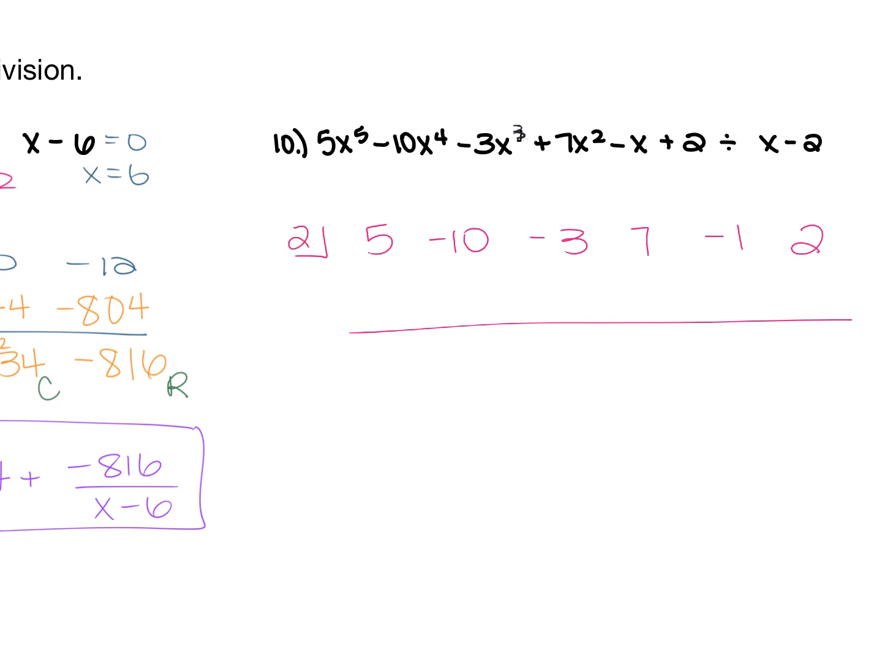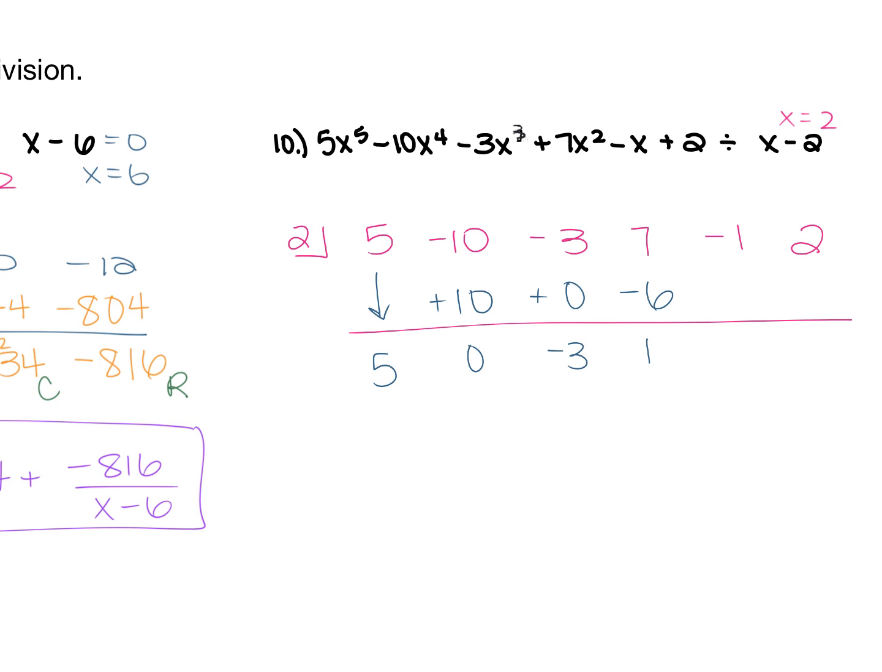You get that x is equal to 2. So that 2 goes on the outside. Drop down your 5. 5 times 2 is 10. Add that with the negative 10. That gives you 0. 0 times 2 is 0. Put that under the negative 3. Add that. That's negative 3. Negative 3 times 2 is negative 6. Put that with the 7. Combine those. That gives you 1.